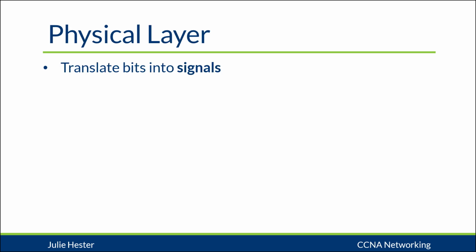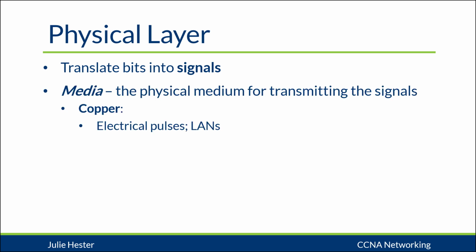First, let's review what the physical layer's job is. And that's to take data that it receives from layer 2 and translate the bits into signals. It's going to then put those signals on the media, which is the physical medium for transmitting the signals. And the most common type of media is copper. And copper wiring uses electrical pulses and is often found in smaller networks inside a building, such as LANs, which are local area networks.